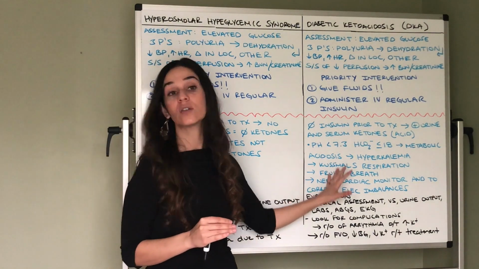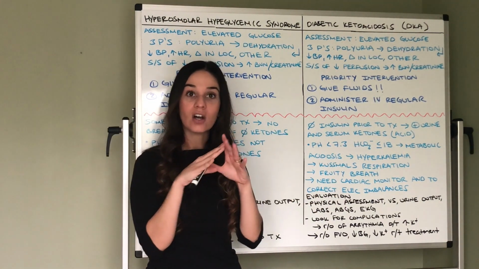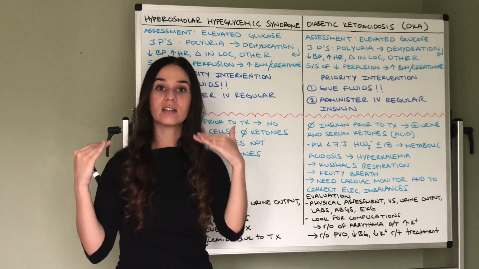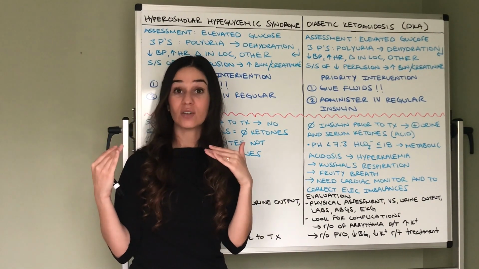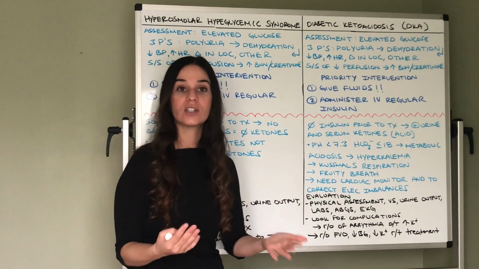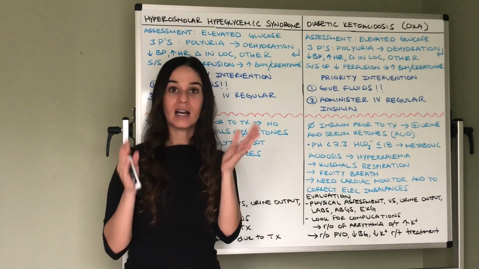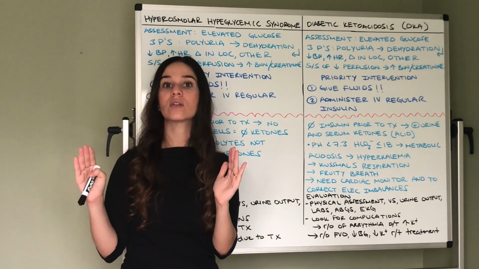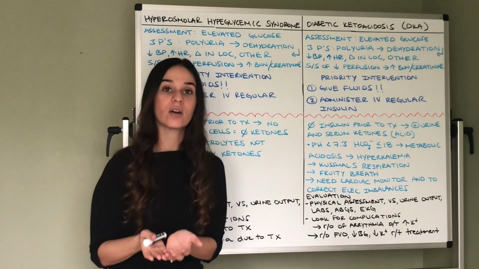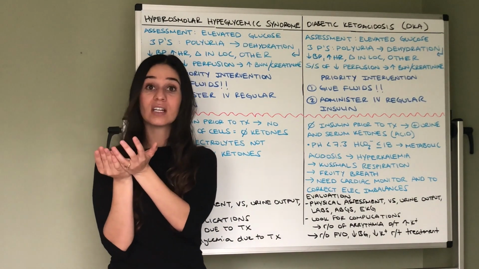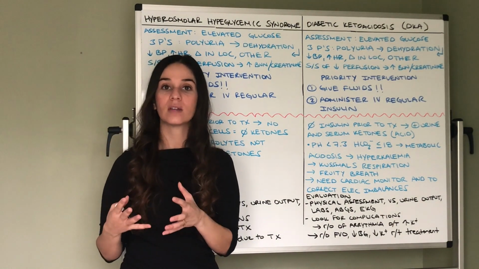We need to look at those ABGs and see, are our interventions improving this metabolic acidosis state? So with our interventions, is our pH rising and getting back to the normal 7.35 to 7.45 level? Is our bicarbonate level increasing to try to get back to normal levels?